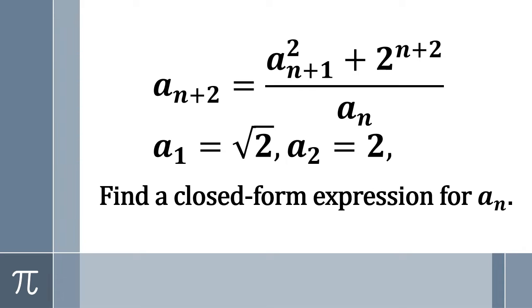Here comes a question. Given a number sequence a_n, the recurrence expression is a_{n+2} = (a_{n+1}^2 + 2^{n+2}) / a_n, with a_1 equals the square root of 2 and a_2 equals 2. Find a closed form expression for a_n.